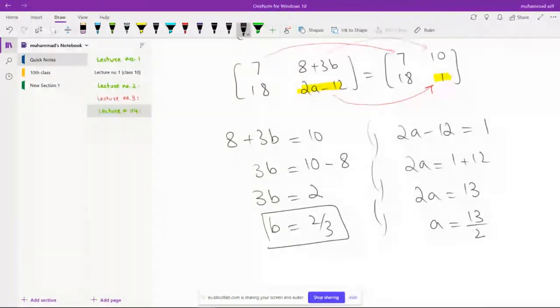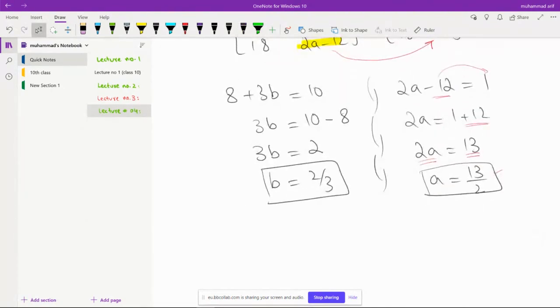Now after solving, here the 12 is negative. On the right hand side it becomes positive. 12 plus 1 becomes 13. 2 is multiplied with a. On the other side it is divided, it becomes 13 divided by 2. Therefore a is equal to 13 by 2 and b is equal to 2 by 3 is the required answer.